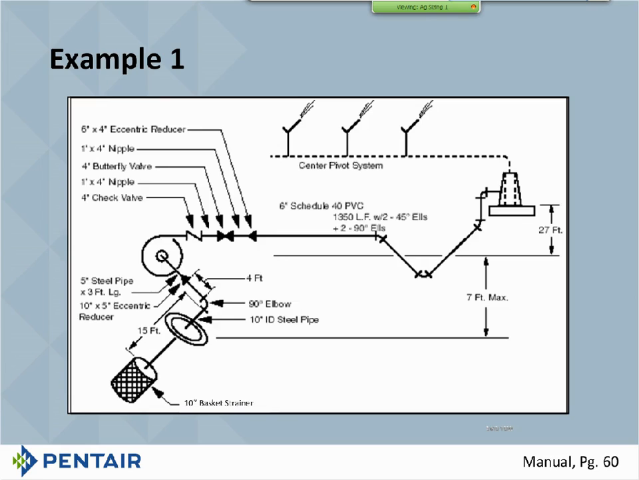If we read what our paragraphs told us, we've got 7 feet maximum of vertical lift on the suction side, and we've got 27 feet of discharge elevation. Now remember, on the suction side, we're always going to call it lift. On the discharge side, we're always going to call it elevation.